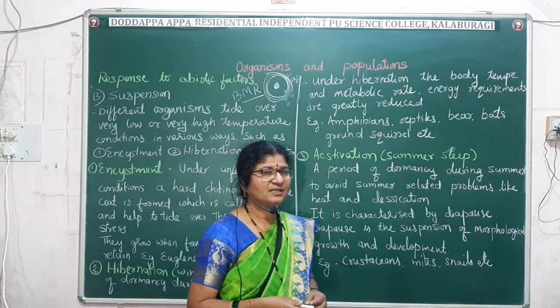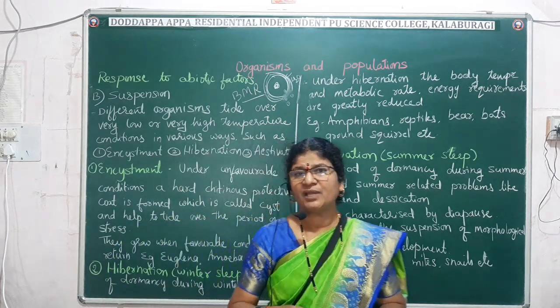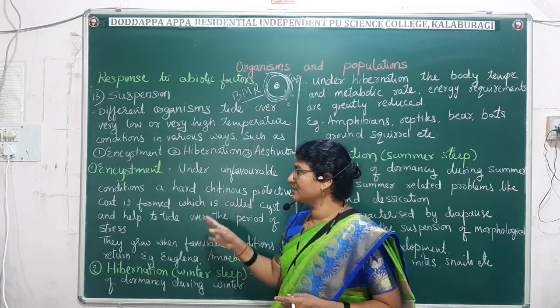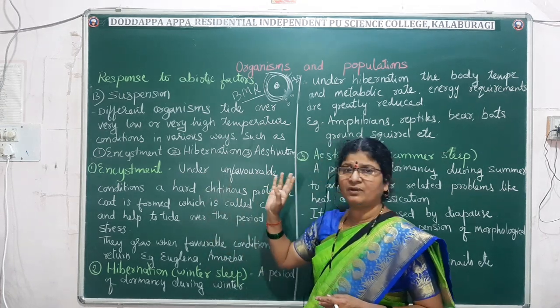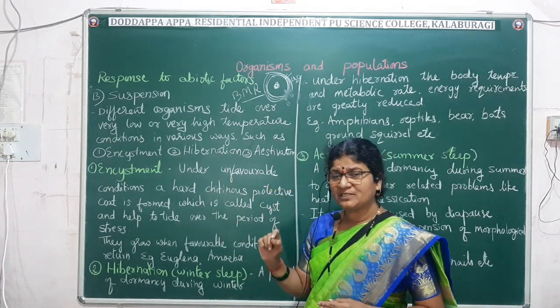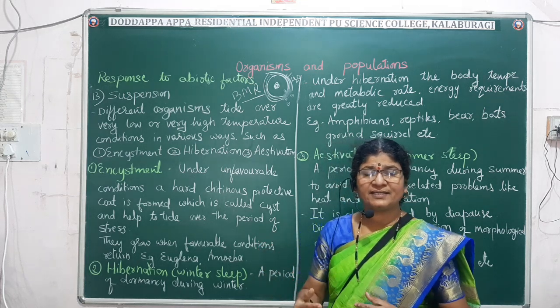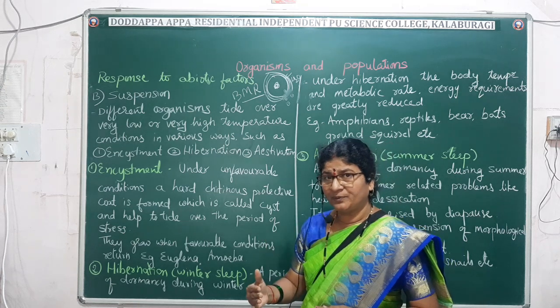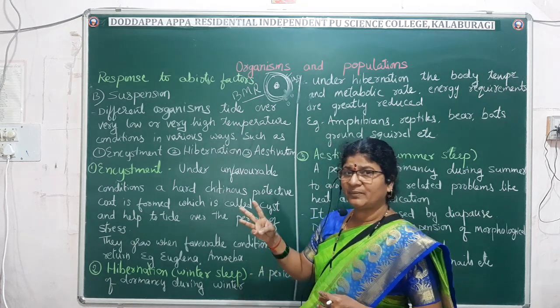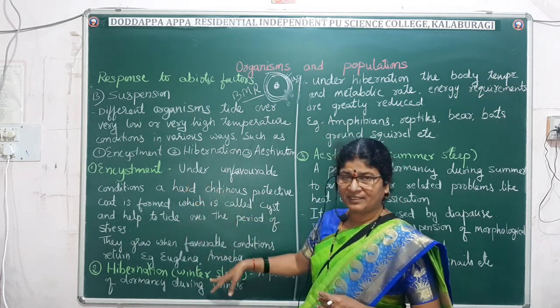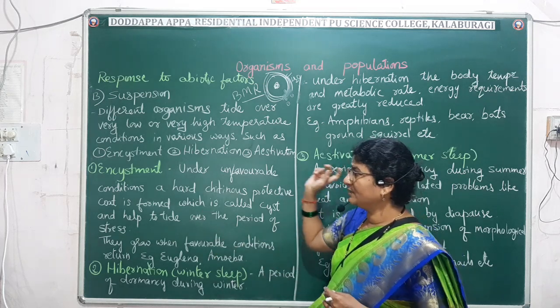So this is about the suspension. You have to know this for 2 marks. Sometimes a single heading will be asked for 1 mark: what do you mean by suspension? The harsh conditions of nature, especially temperature-related problems, are avoided by 3 methods: encystment, hibernation and aestivation.